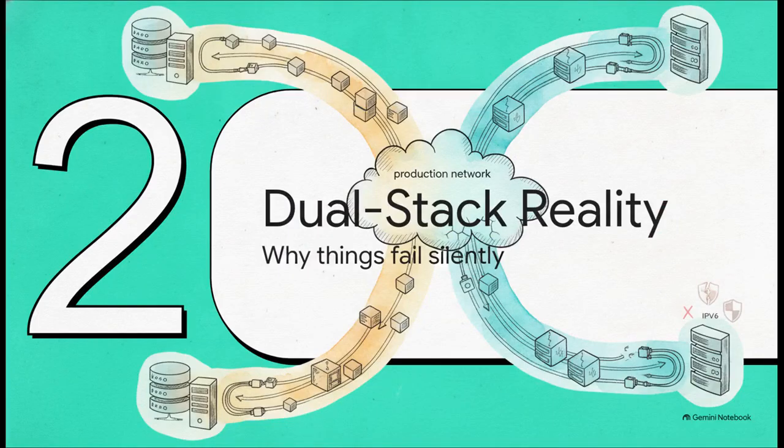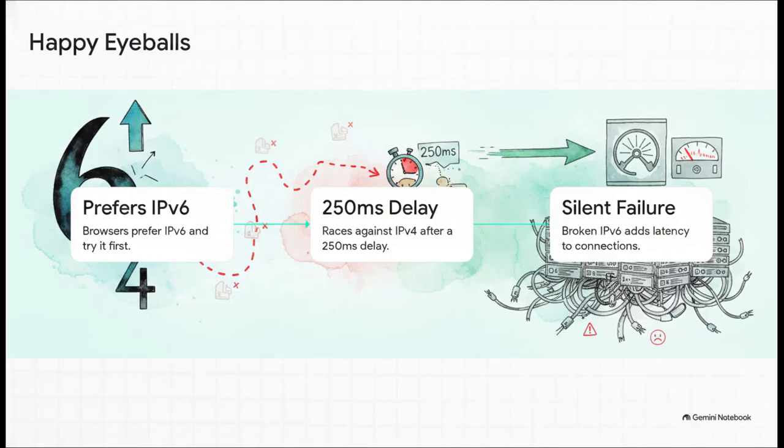Okay, moving on to Section 2, the dual stack reality, and why things fail silently. If you're running both IPv4 and IPv6 simultaneously, which, let's be real, is most production networks today, critical failures can hide right under your nose. Because of an algorithm called Happy Eyeballs, defined in RFC 8305, your web browser is always going to prefer IPv6.